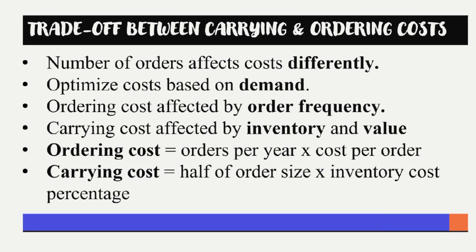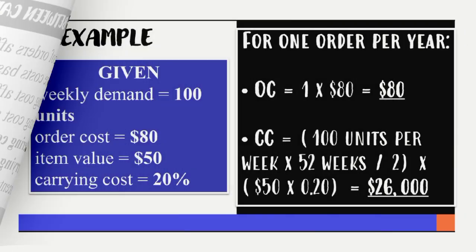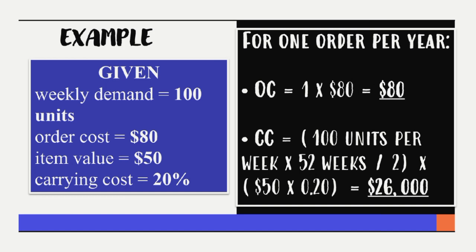Ordering costs can be calculated by multiplying the number of orders per year times the ordering cost per order. Because of the assumption of an even outward flow of goods, inventory carrying costs are applied to 1/2 of the order size, a figure that represents the average inventory. So we have here an example of how to compute ordering cost and carrying cost.